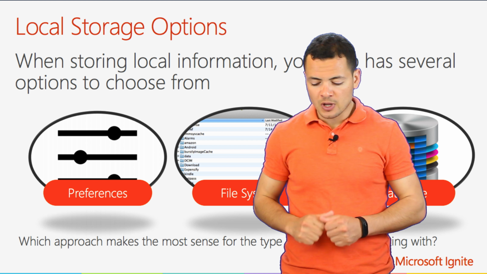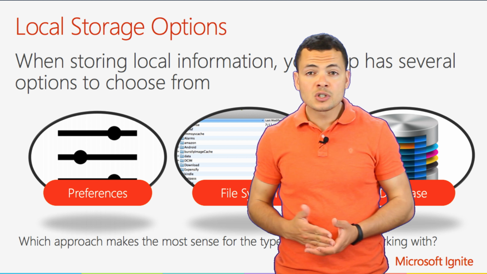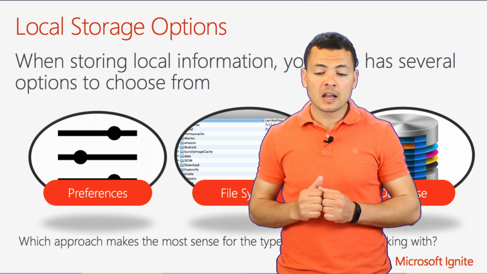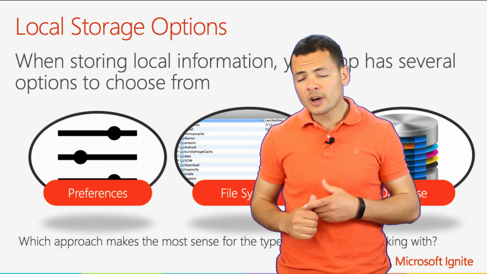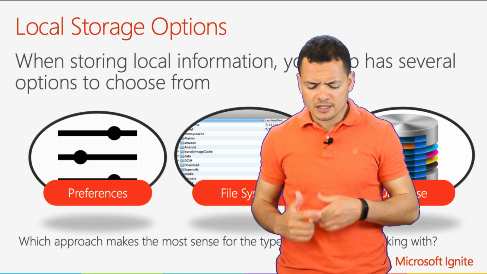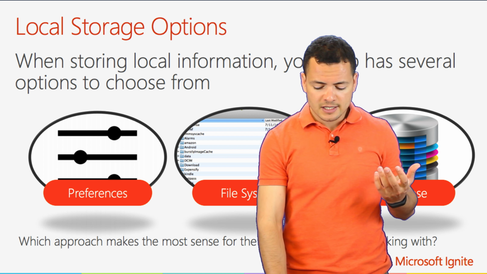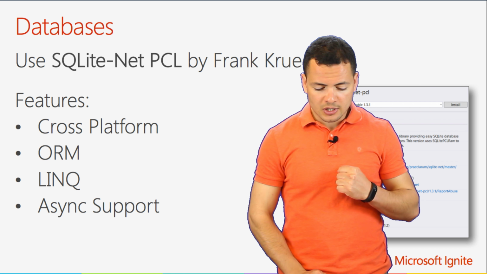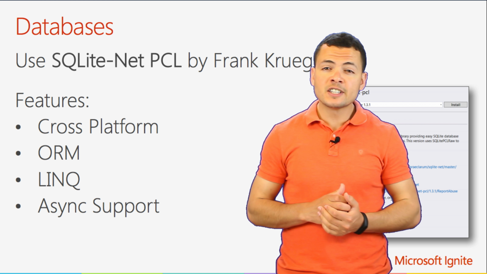Some of the options that we have in order to register and retrieve data from our application: here mainly we have three options for all the mobile platforms. The first one is using the database, file system, or preferences. Let's see the first option here, the databases.